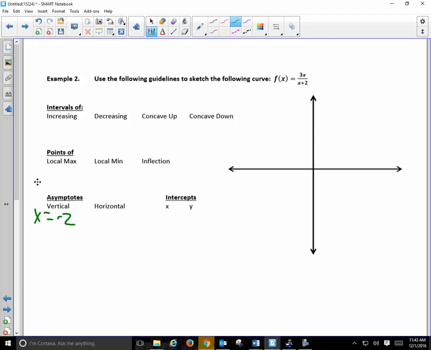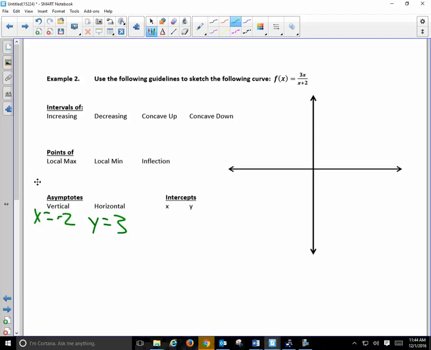Now, as you look at this function, as I take the limit as it goes to infinity, here's all I have to do. What's the largest term in the numerator? 3x. What's the largest term in the denominator? X. Divide them and you get 3. So that's going to be the horizontal asymptote. If you carried out the limit as x goes to positive and negative infinity, you would get 3. If you don't believe me, just do the work and you'll see.